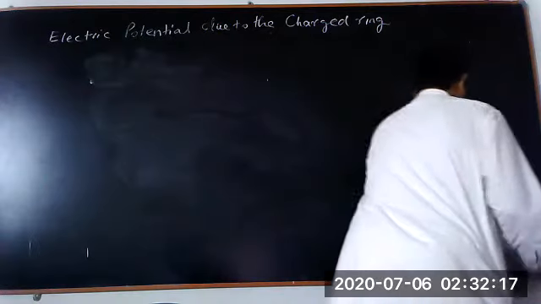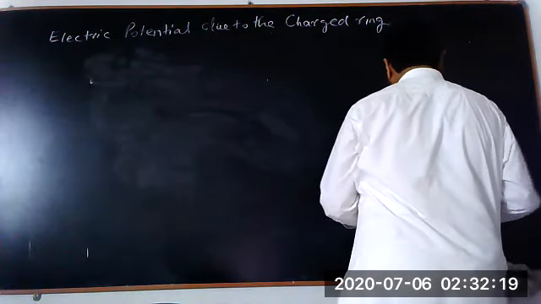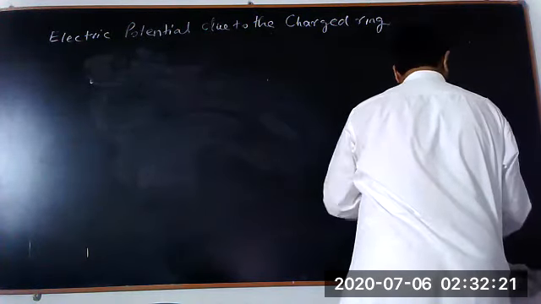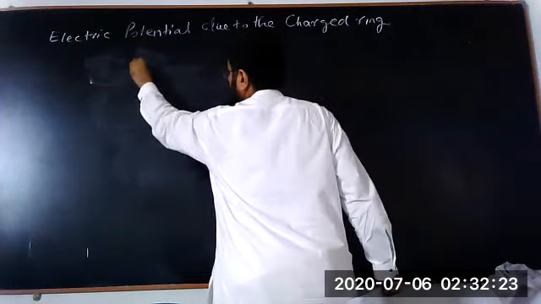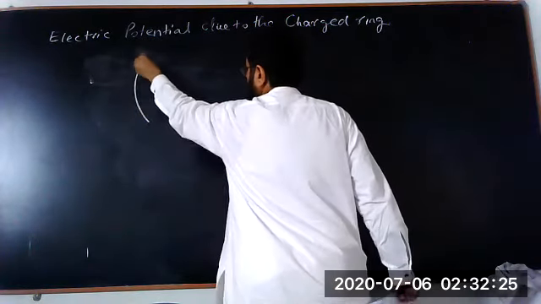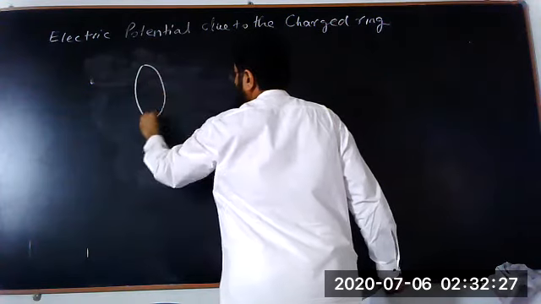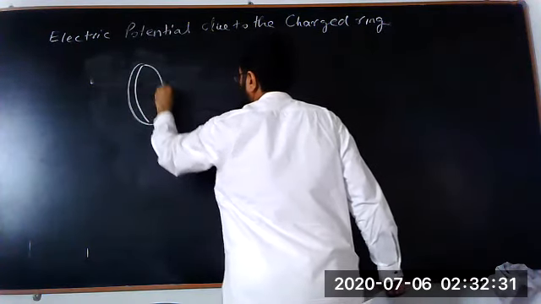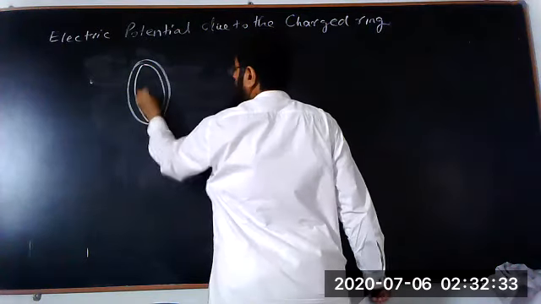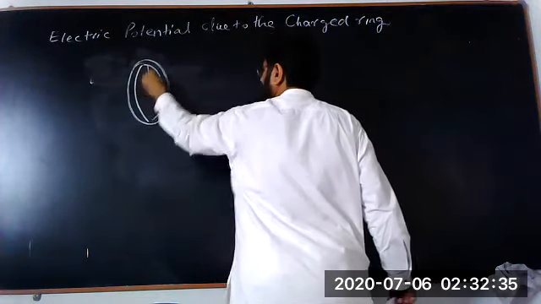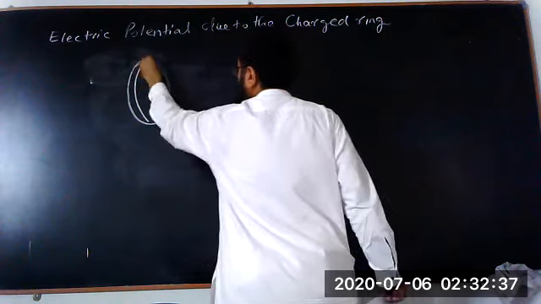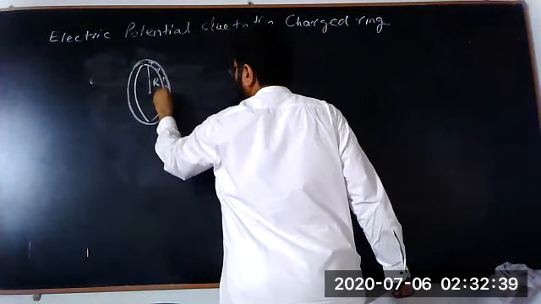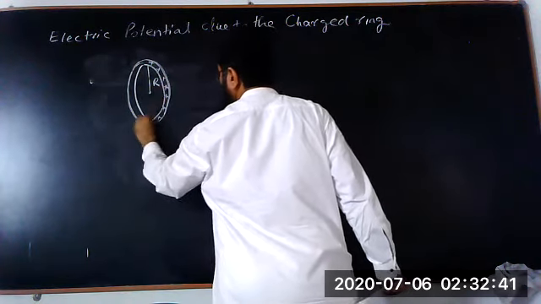Now we are coming to the main topic. So here, if we have a charged ring, this is the ring. This is the ring whose radius is, let's say, r. And all the charge, this is the linear conductor which is formed in the shape of the ring.